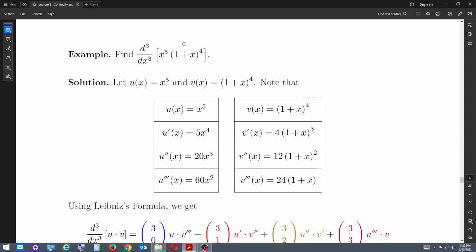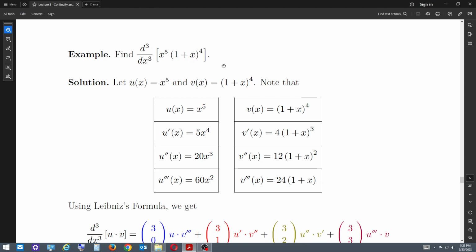Now, typically, it does not matter what you let u be and what you let v be, right? But I usually just let u be the first one and v be the second one. Or, this is sometimes useful: if there's some power of x in the product, I would always let that be u. And I'll explain why when we get to the second example. So we'll let u be x to the power 5, and this term here is going to be v.